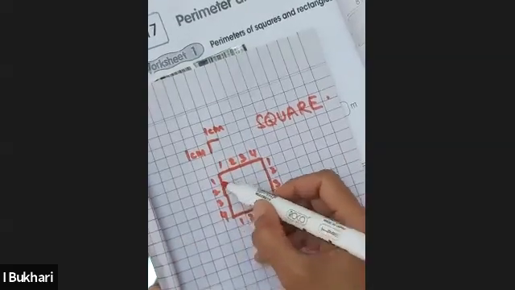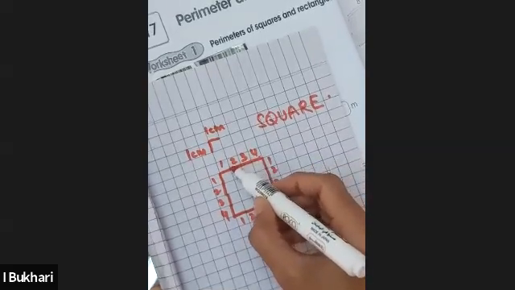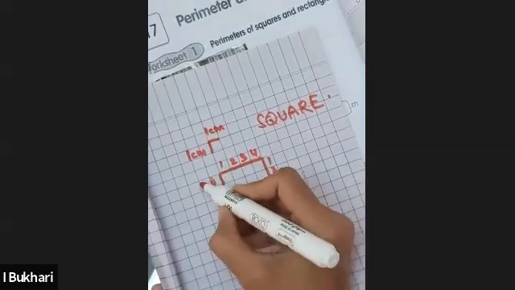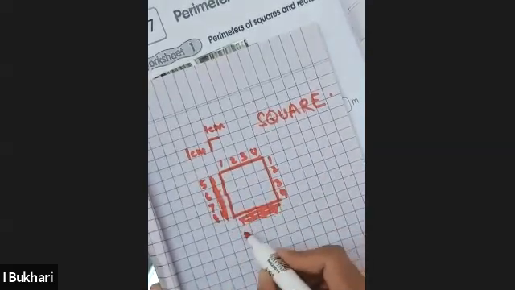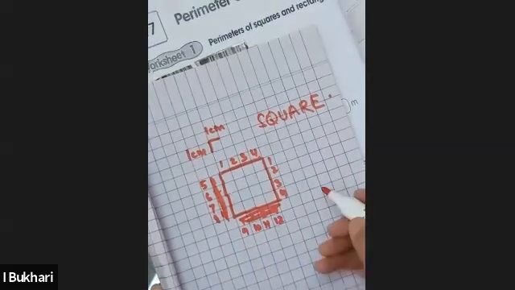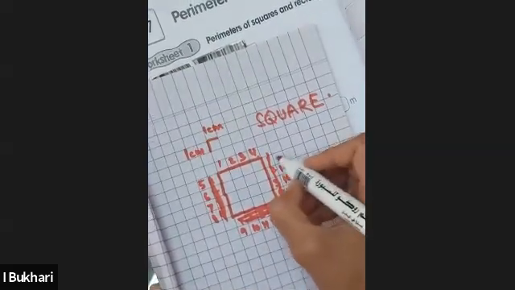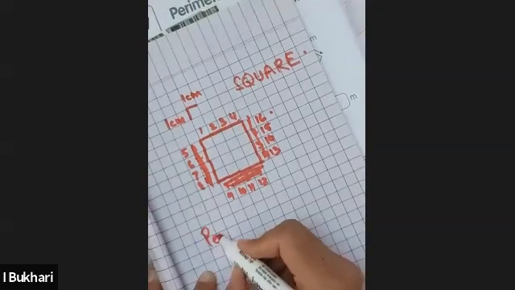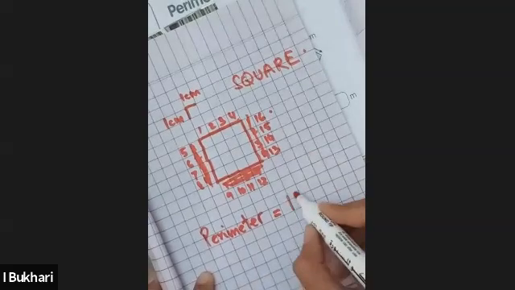Can I count these units? 1, 2, 3, 4, right? And then I'm now adding 5, 6, 7, 8, 9, 10, 11, 12, 13, 14, 15, 16. Okay, so now my perimeter of this is 16.